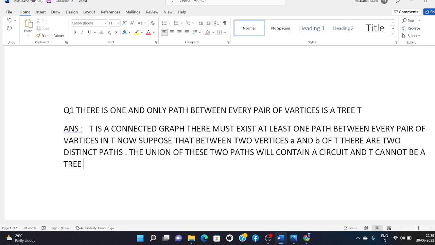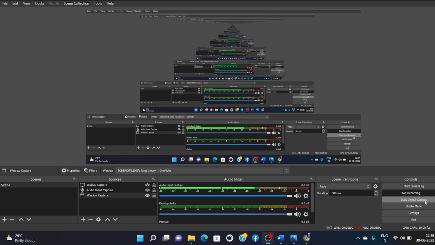So it is proved. T is a connected graph. There must exist at least one path between every pair of vertices in capital T. Now suppose that between two vertices A and B of T there are two distinct paths. The union of these two paths will contain a circuit, and T cannot be a tree. Okay, it is a very important question and answer.